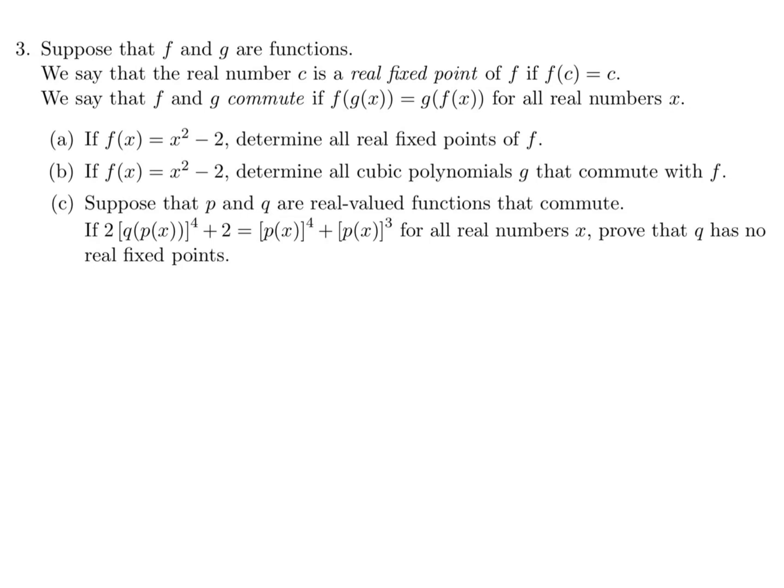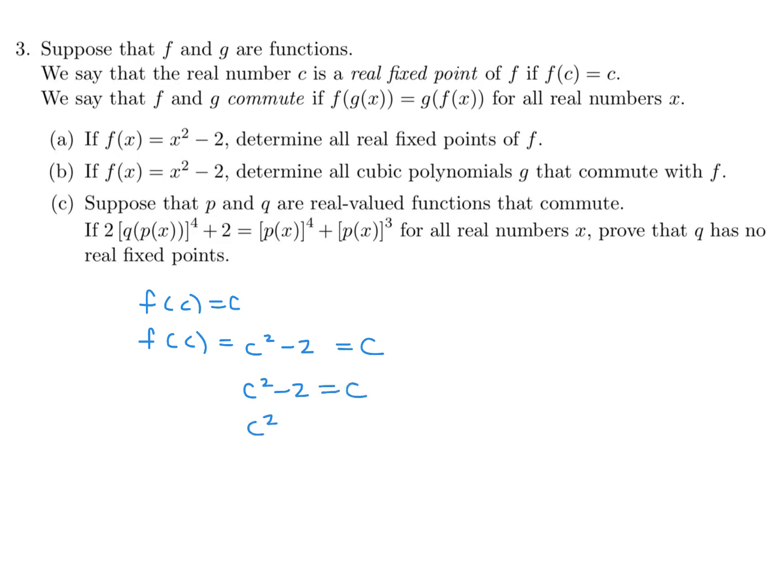So, according to the definition in the question, f at c would have to equal c, right? It's right up there. We say that the real number c is a real fixed point of f if f at c is equal to c. So that's what they're saying. And therefore, if we take this equation, that would mean that f at c, which is equal to c squared minus 2, is equal to c. So c squared minus 2 is equal to c.